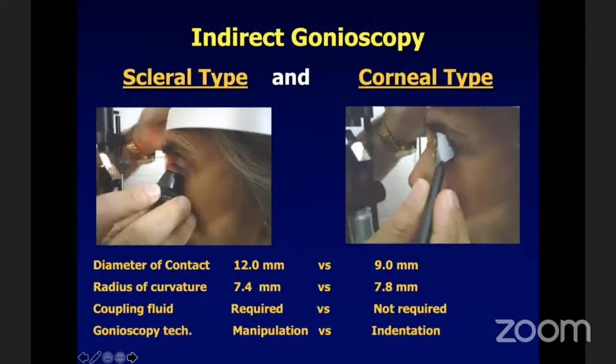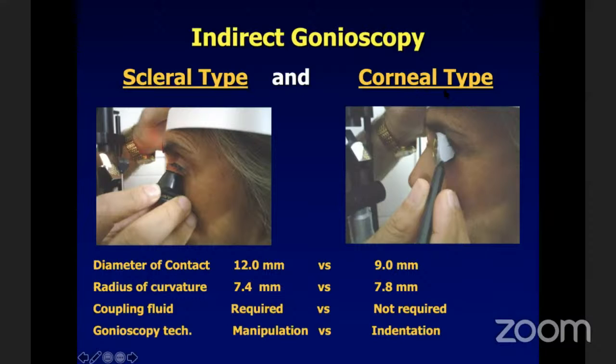The indirect gonioscopy which we do on the slit lamp is again divided into 2 broad categories: the scleral type gonioscopy, which involves the use of the Goldmann type lenses which have a large diameter of contact, and the corneal type lenses, which includes the Sussman, Posner, Zeiss type lenses, which have a smaller diameter of contact, so they do not require a coupling fluid.